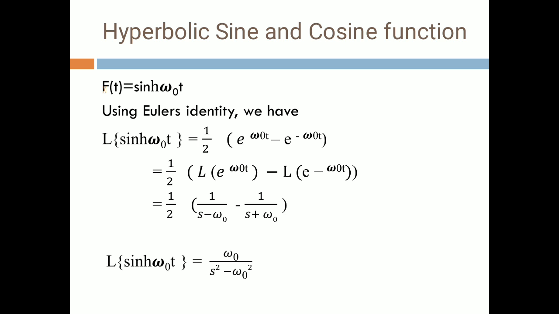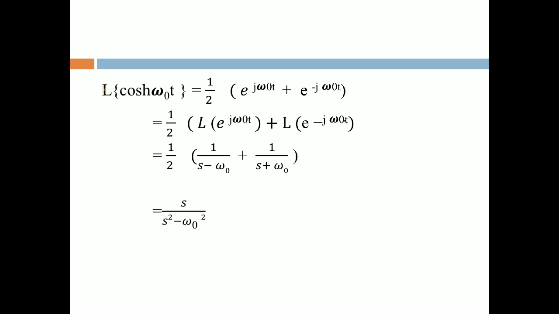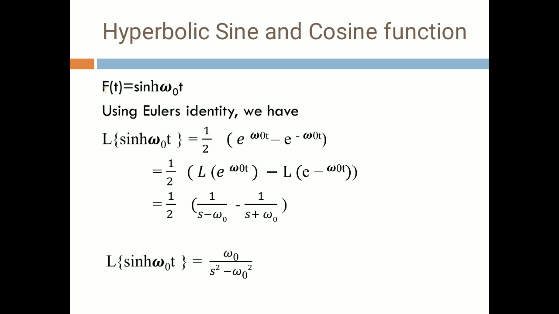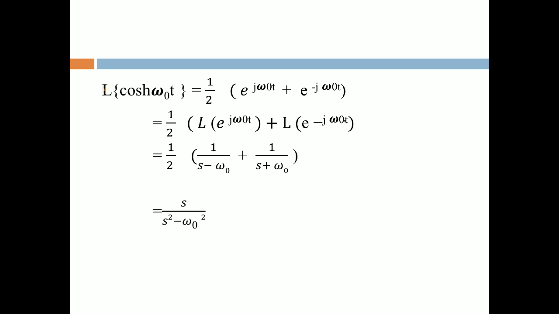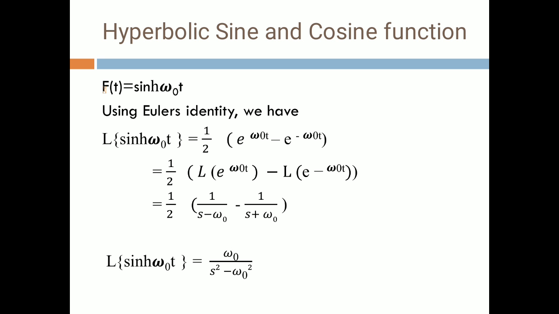So here the same difference is there as in hyperbolic sine Laplace transform. At numerator we have ω0, and in cosh function Laplace transform we have s at the numerator, and denominator is s square minus ω0 square here also, and s square minus ω0 square here also. So denominator of both sine function and cosine function are same, and denominator of hyperbolic sine function and hyperbolic cosine function is same.